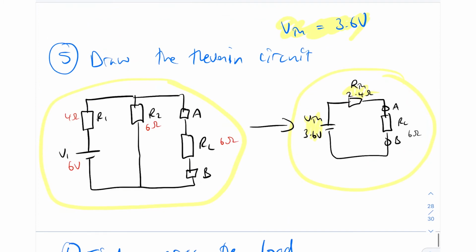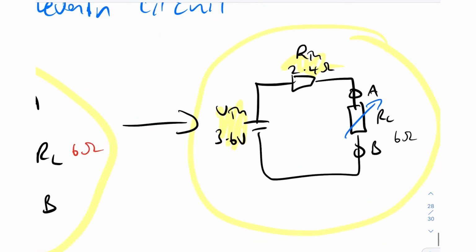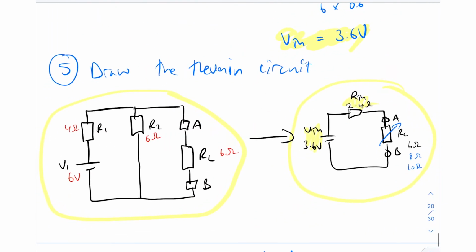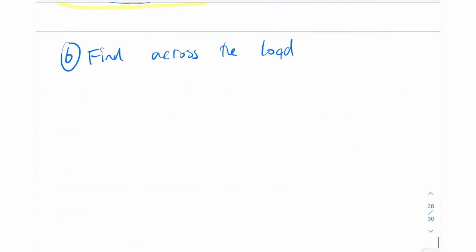So now, if this load changes, if we make that load a variable resistor and change it to 8 ohms, change it to 10 ohms, if we were trying to work that out using this, it'd be long every single time. But now you're going to see it's super easy to find the voltage across this load. Why? Because it's, again, just a basic voltage divider.